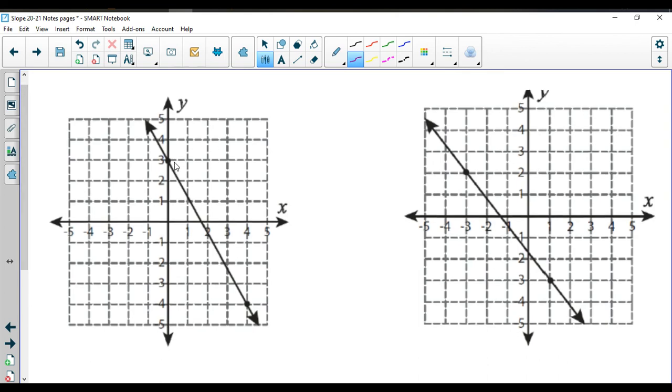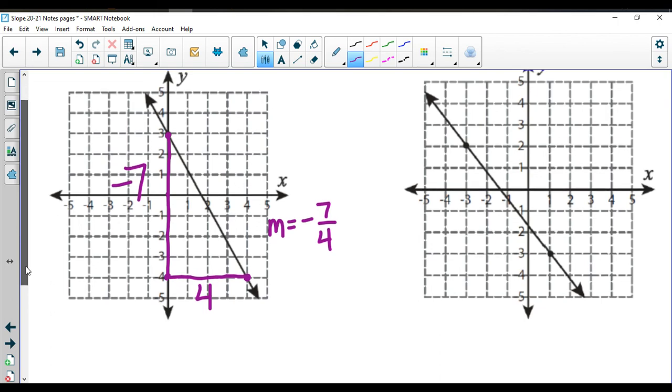And the next one, I'm going to start here and move down to here. So that's a rise of 1, 2, 3, 4, 5, 6, 7, moving downward. So that's a negative 7. From here, I need to move to the right to get to my dot. 1, 2, 3, 4. Moving to the right is positive. My slope is negative 7/4. That is reduced. It is improper, so that's good to go as my answer.